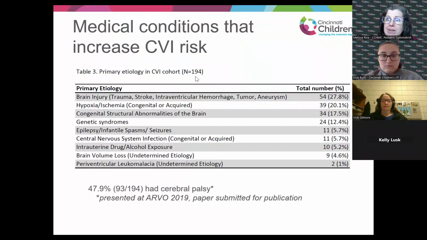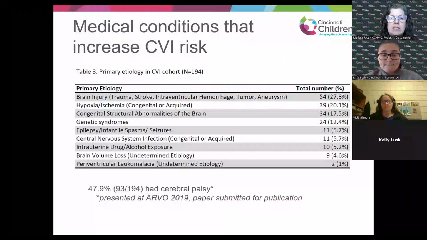But 48% of kids in our population had CP. So in children with the diagnosis of cerebral palsy, we need to be cognizant of checking for CVI.